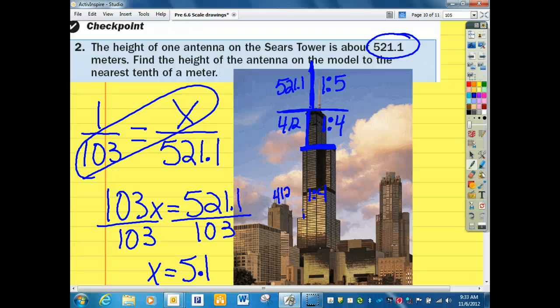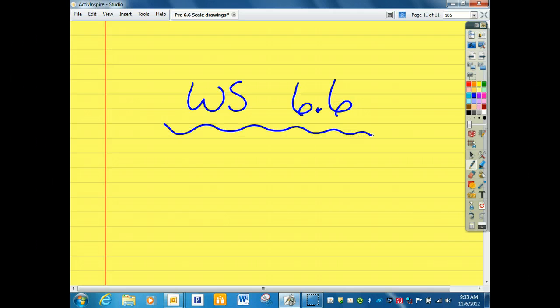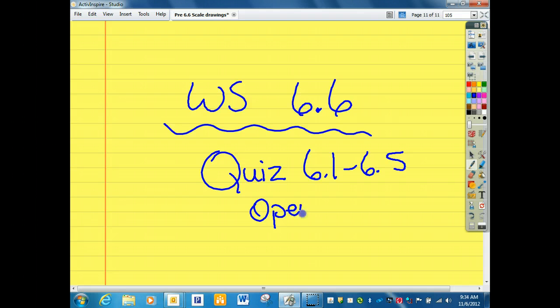Think of a map. If you did part of this map, 1 inch equals 200 miles. Oh, but on this part of the map, 1 inch equals 400 miles. Is that going to work? No. All right, so good examples there. Your assignment, I want you to do worksheet 6.6. That's due tomorrow. You'll work on that. After you finish, I'm going to hand out a quiz on 6.1 to 6.5. This is open note. You may use your notes and your calculator.